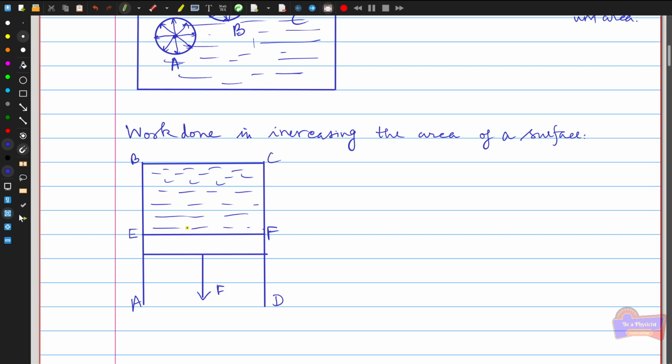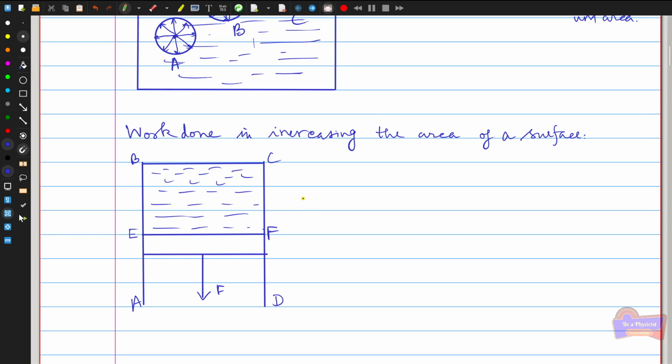Therefore, in order to keep the horizontal wire EF in the same place, there must be another force acting opposite to the surface tension force. Consider that force as F, which is trying to make an equilibrium. That means it holds the horizontal wire in the same place, and it has to be applied downwards.